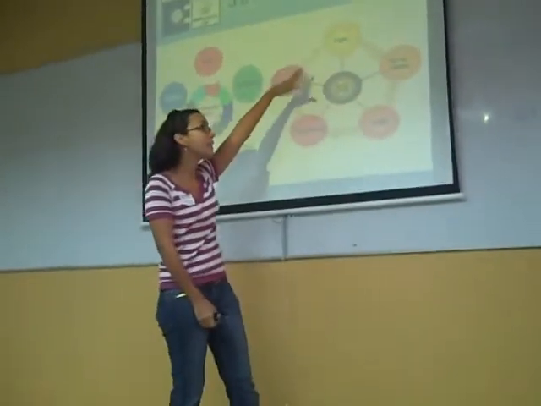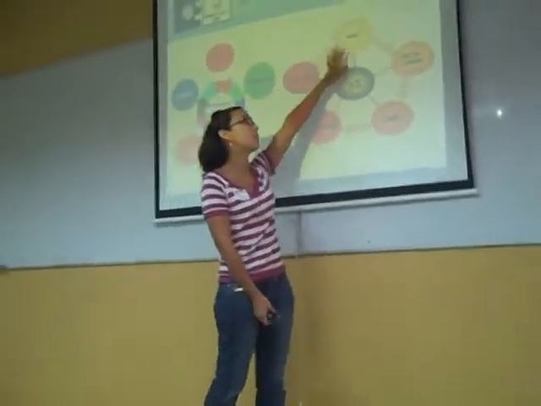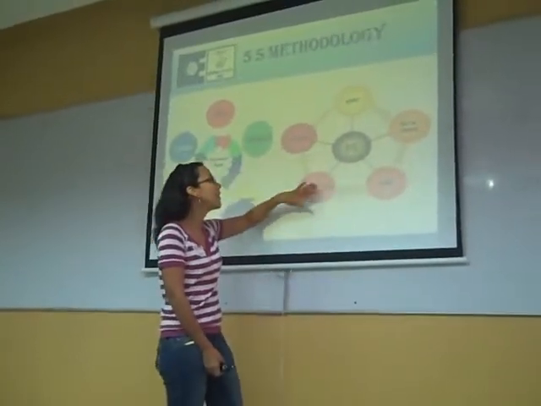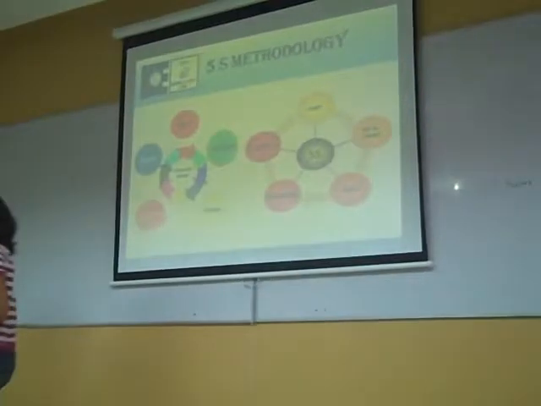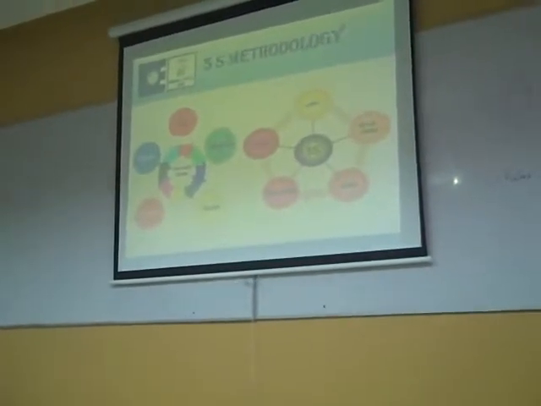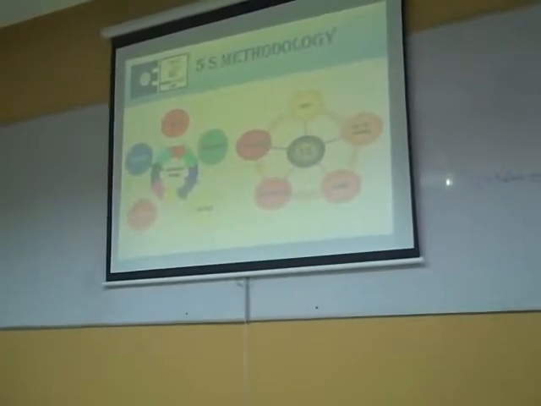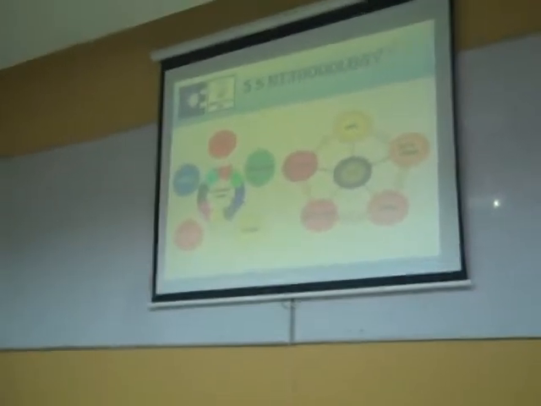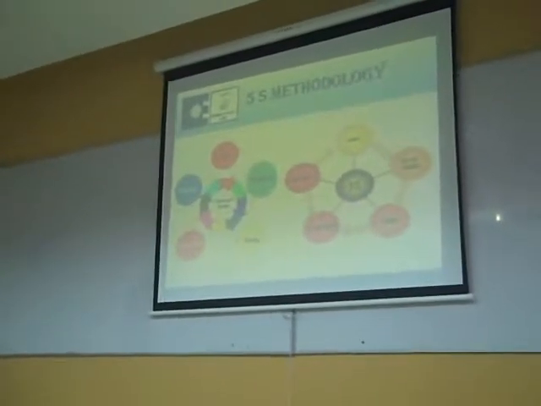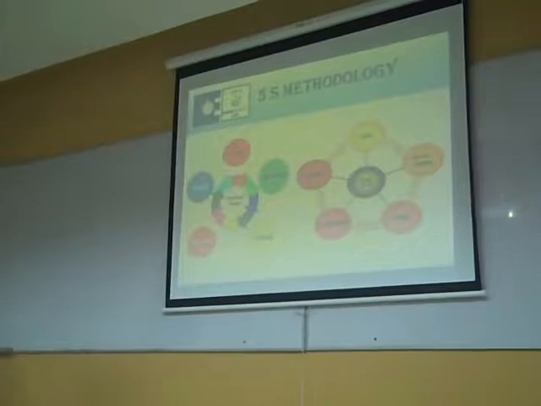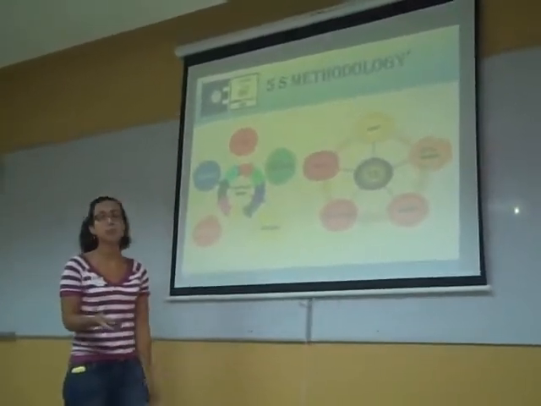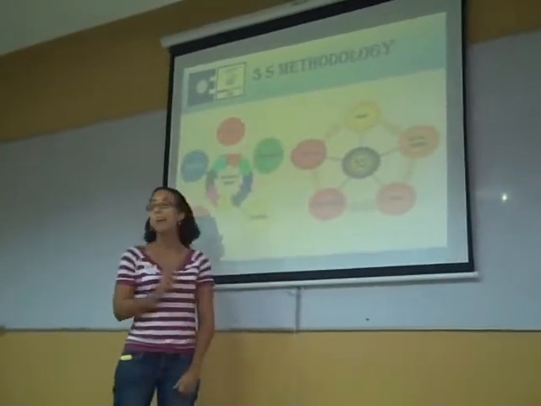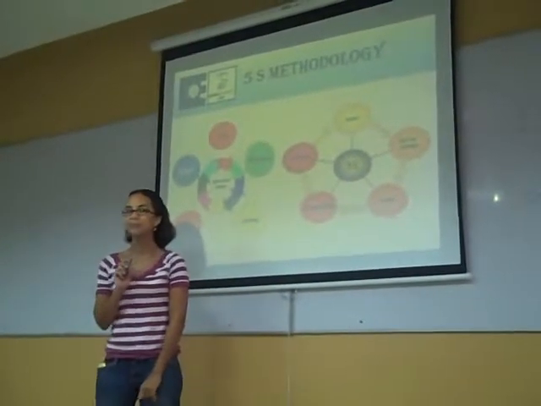So here in English we have 5S and the words are sort, set in order, shine, standardize, and sustain. In Spanish they are called 5C. Yes, that's true. Some people call it 5C sometimes. And then the next item is reducing waste and improving productivity. Any questions? Fine.